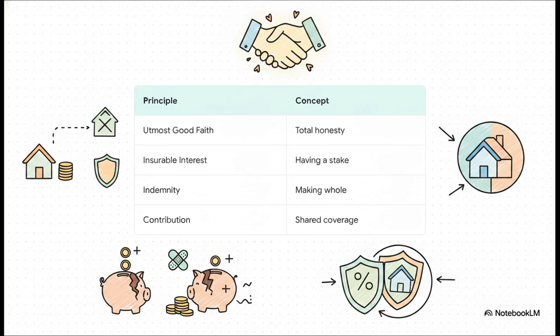You actually need a financial stake in the asset. You can't just secretly insure your neighbor's sports car hoping they crash it. Third, indemnity. This ensures you're made whole again after a loss, not making a profit. And contribution prevents you from double dipping and getting paid twice for the same loss across multiple policies.